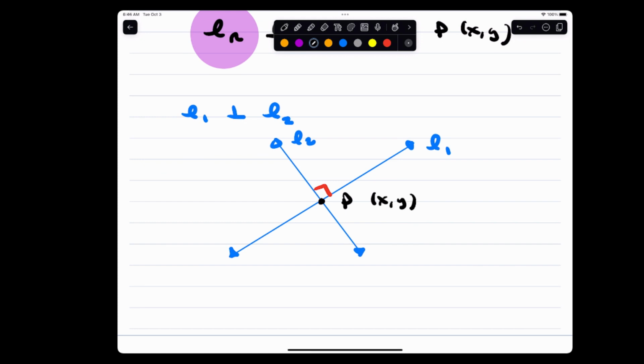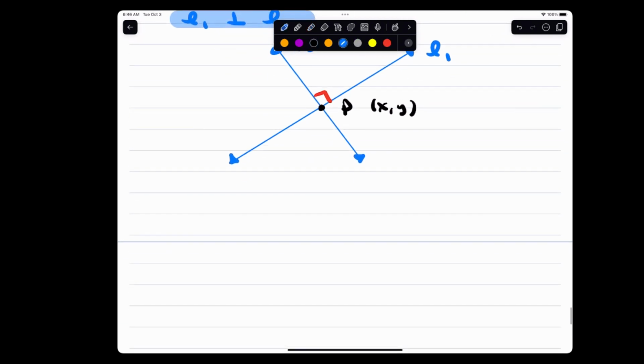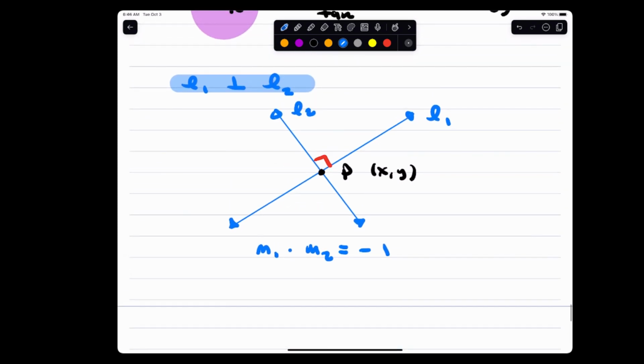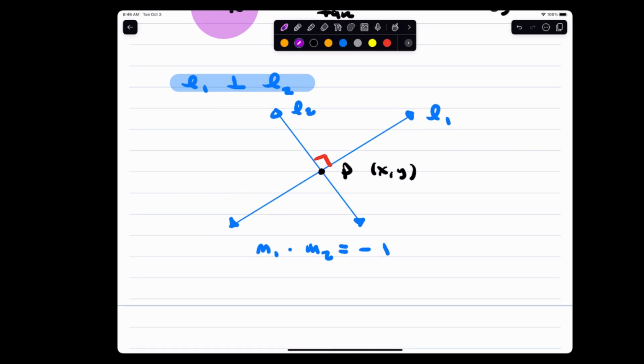It has an x and y coordinate. So let's go back to beginning algebra. Perpendicular lines, what do you guys remember? The product of the slopes, m1 times m2, would be negative 1, where m1 is the slope for line 1 and m2 is the slope for line 2. So you have this relationship whenever you have perpendicular lines. That symbol is perpendicular.